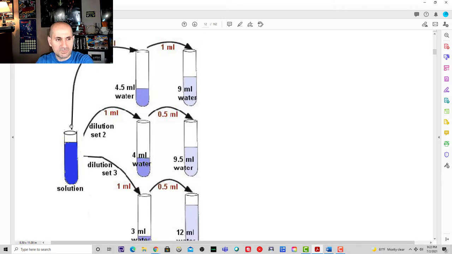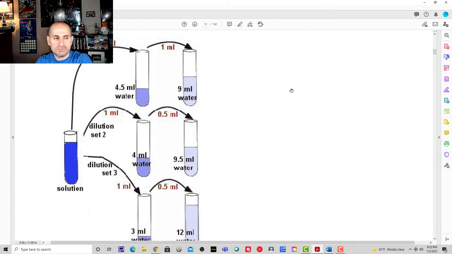Remember, if I transfer 0.5 mLs of solution to 4.5, then my dilution factor for this tube is 0.5 over 5, or the same as a 1 in 10 dilution. Does that make sense? So if I then take 1 ml of this into 9 mls of this, this dilution factor is also a 1 in 10 dilution, because 1 in 9 plus 1 is 10. So the first tube is a 1 in 10 dilution. The second tube is a 1 in 10 dilution. And then you multiply. 1 in 10 times 1 in 10 equals 1 in 100 dilution.